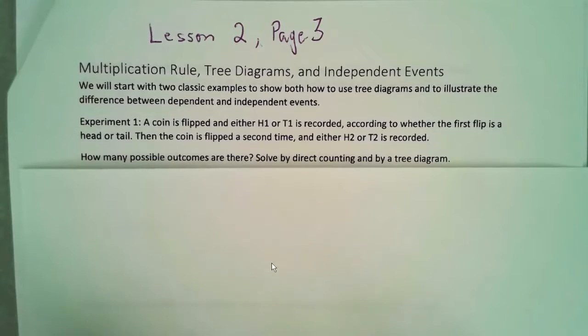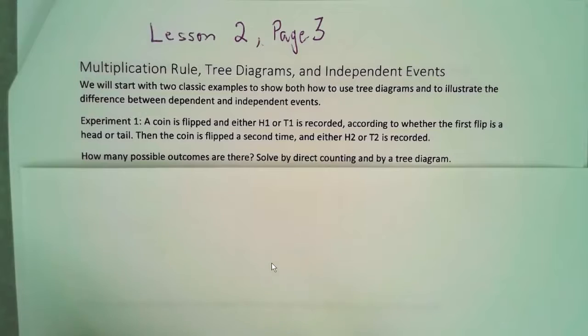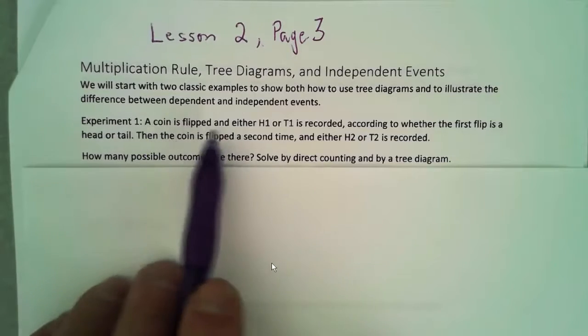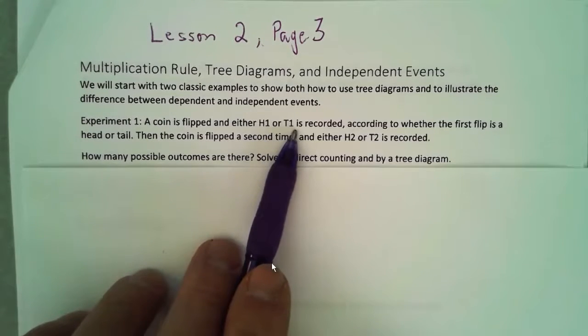We're going to start with a couple of classic examples that show us the difference between independent and dependent events, and it'll also give us a chance to start working with tree diagrams. So in our first experiment, a coin is going to be flipped, and on the first flip we're either going to get a head or a tail.